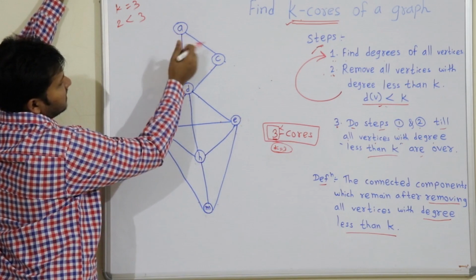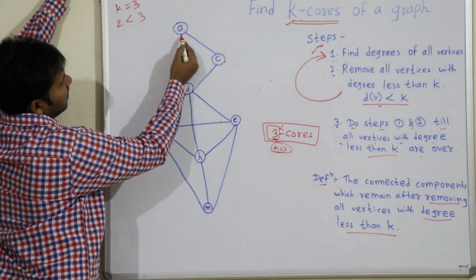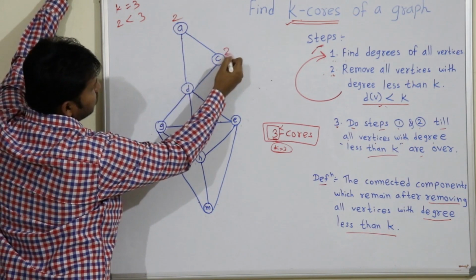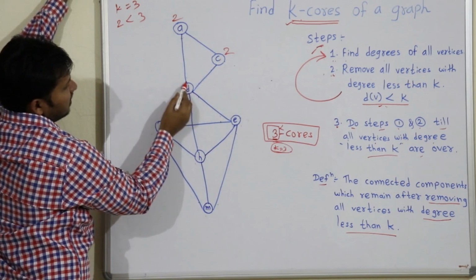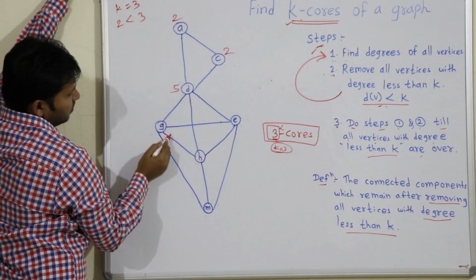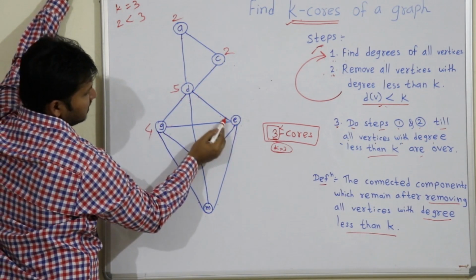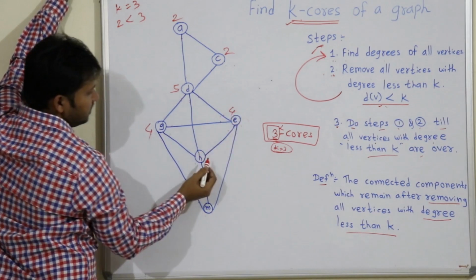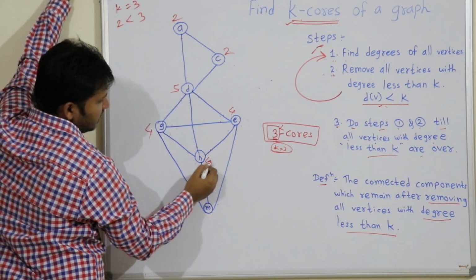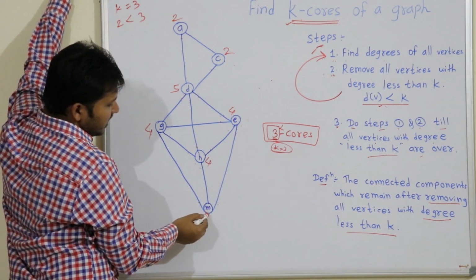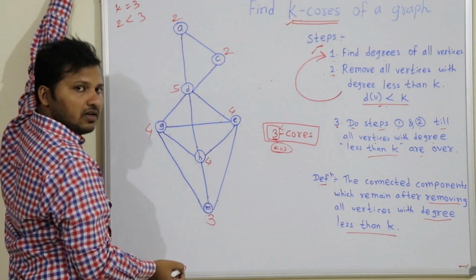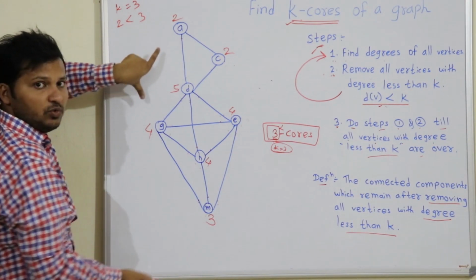Now for vertex A, the degree is 2, right, because there are 2 edges. For vertex C, the degree is 2 because there are 2 edges. For vertex D, 1, 2, 3, 4, 5, the degree is 5. For vertex G, 1, 2, 3, 4, the degree is 4. For vertex E, 1, 2, 3, 4, the degree is 4. For vertex H, 1, 2, 3, 4, so the degree is 4, right? Then for vertex M, 1, 2, 3, so the degree is 3, correct? Now you have computed the new degrees.